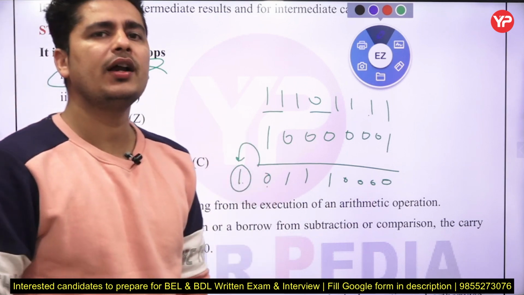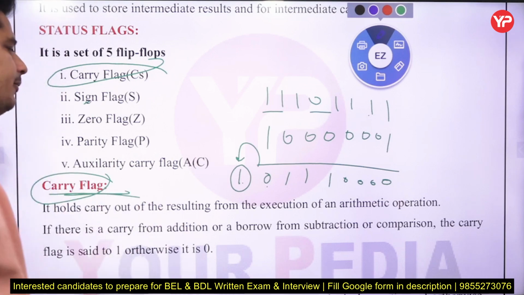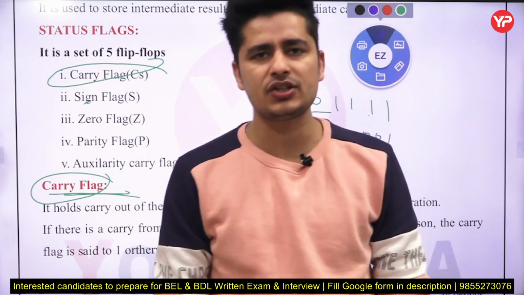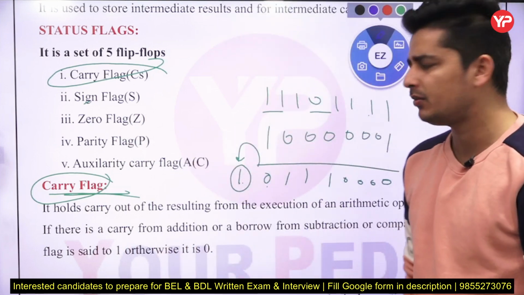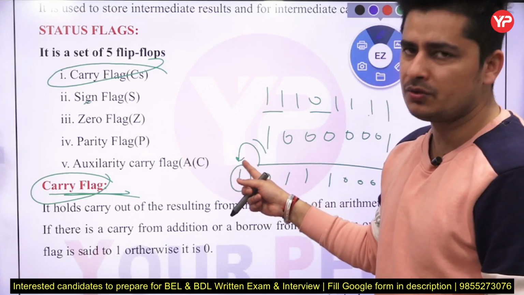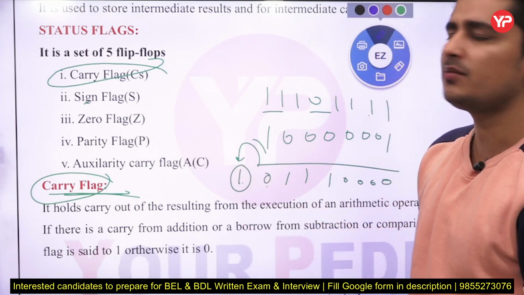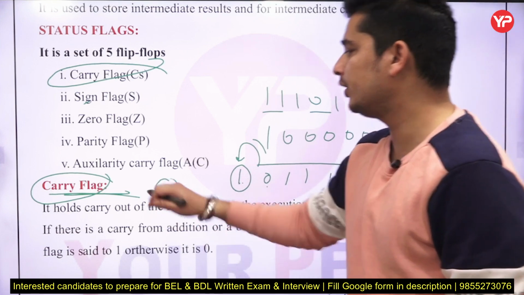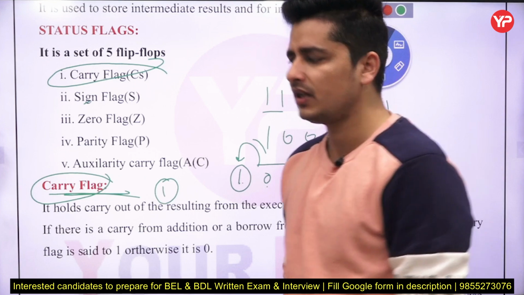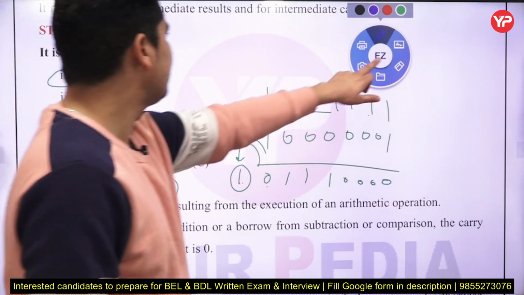Whenever you get a carry from the MSB, your carry flag will be set. When you perform any arithmetic operation, the addition or subtraction of two numbers, if a carry comes out from the MSB of the result, then the carry flag will be set. Set means it becomes 1 during the arithmetic operation, otherwise it will be 0. That is the carry flag.